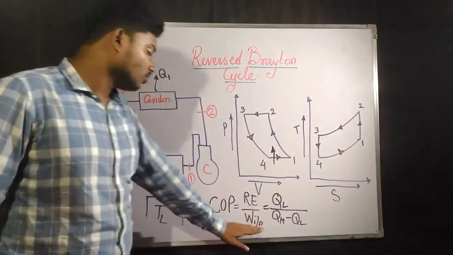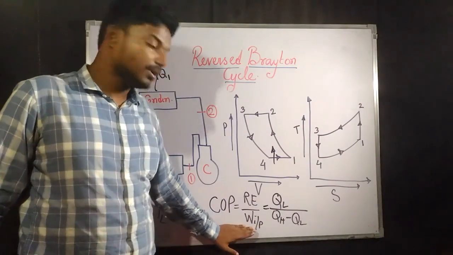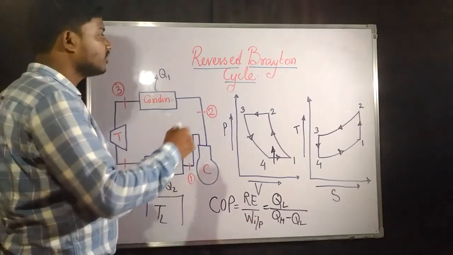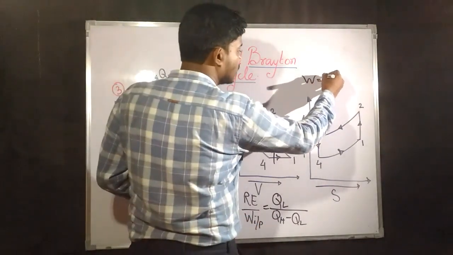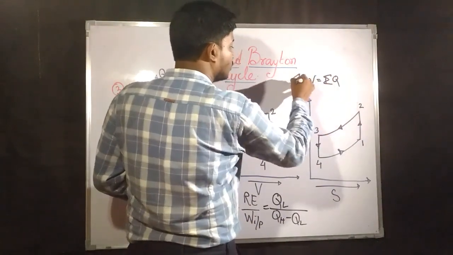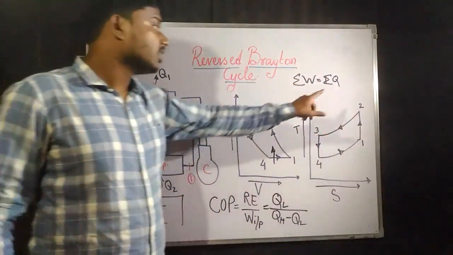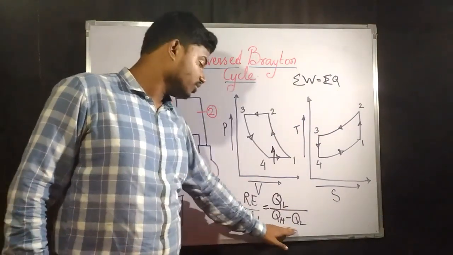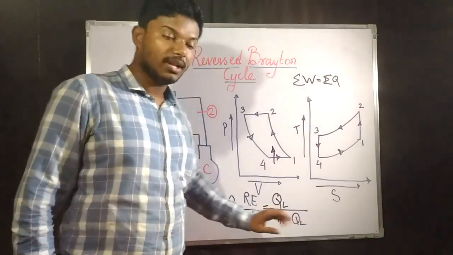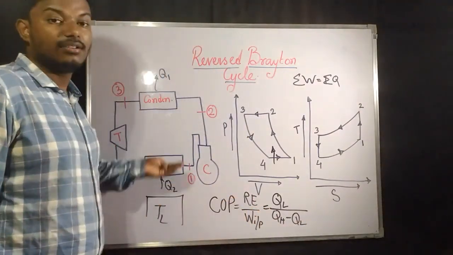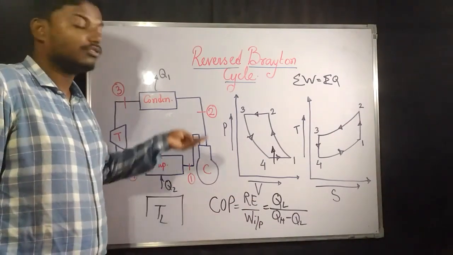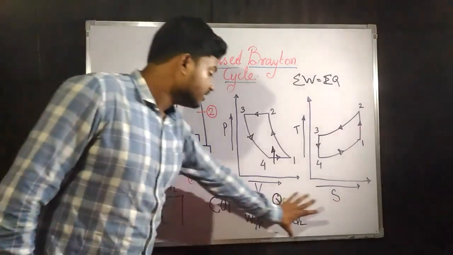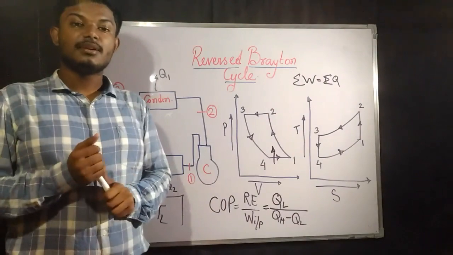Now if you want to know where it has come from, the work input has just come from the first law for a cycle. First law: work interaction is equal to total heat interaction. So from this equation you find work input is QH minus QL. And refrigeration effect means whatever amount of heat is taken out from the lower temperature, that is QL, also known as the refrigeration effect. So this is going to be our COP for the reverse Brayton cycle.